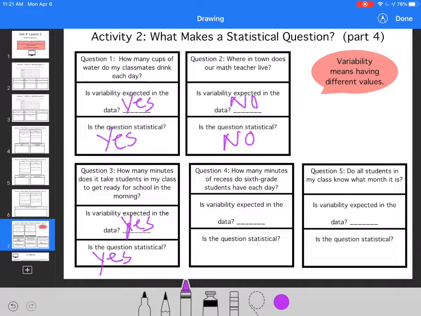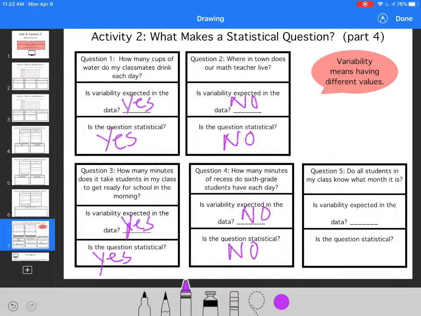How many minutes of recess do sixth grade students have each day? Well, I don't want you to consider Miss Steele, Mr. Holloman, me, Miss Wall, and Miss Morelli, because we all come out at the same time every day. I want you to think about what time we all come out. So is there variability in the data? No, because we all come out between 3 and 3:10. So is the question statistical? No, because we all come out about the same time.